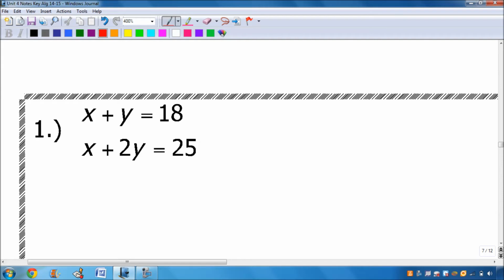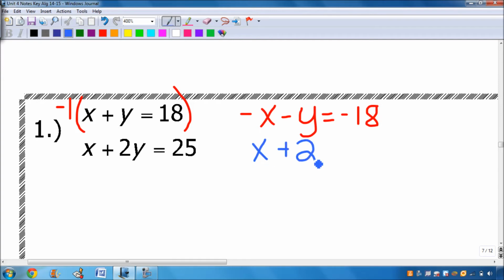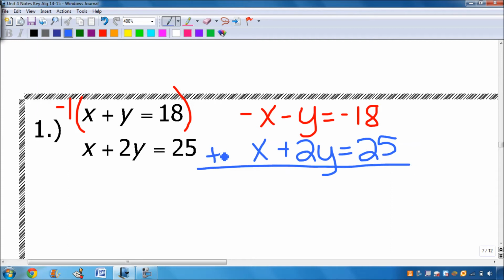So what I'm going to do is I'm going to multiply the top equation by -1. So this turns into negative x minus y equals negative 18. Then I'm going to just copy the bottom equation down because there's nothing I really need to change on it, okay? Now, when I add my equations together, this negative x and this positive x give you 0, so they completely cancel each other out, okay? And then you end up getting negative y plus 2y equals y, and negative 18 plus 25 equals 7.